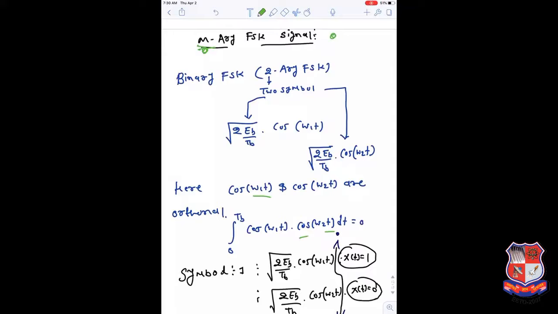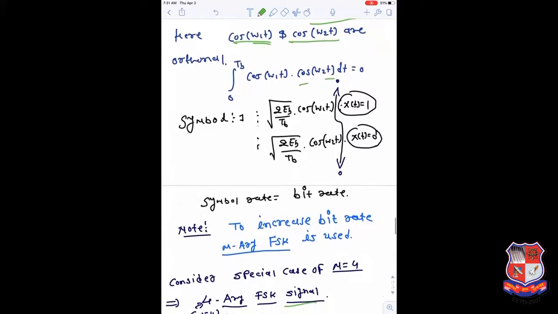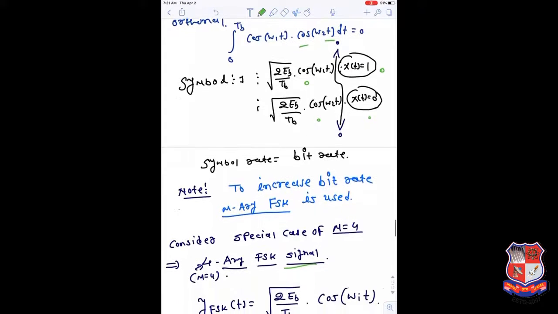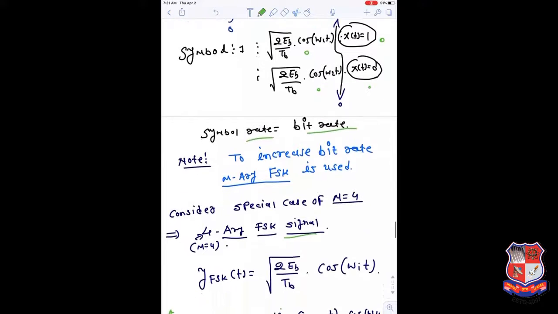M-ary FSK signal. In the earlier case, it is a binary FSK signal. We have two symbols, so it is known as a 2-ary FSK signal. One symbol represents bit 1, which is square root of 2Eb by Tb cos omega 1t, and the second signal represents square root of 2Eb by Tb cos omega 2t. It corresponds with 0, and this one corresponds with 1. Two carriers are used, cos omega 1t and cos omega 2t. So for 1 we use this carrier signal, for 0 we use this carrier signal. So symbol rate and bit rate are the same.